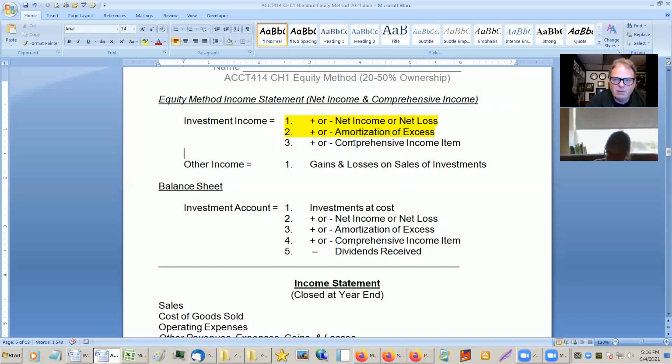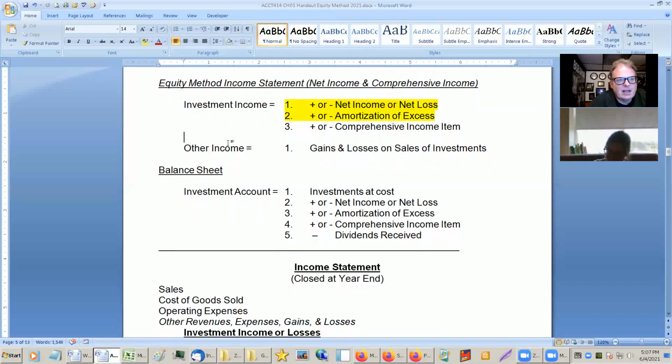If you own 100% of the company, how do you make money? Well, if the company makes net income, then I make money, right? So that's what it is. It is possible that if you sell the investment, you might have a gain or loss on it. Just like anything else, if you sell it for more than you bought it for, you have a gain. If you sell it for less, you have a loss.